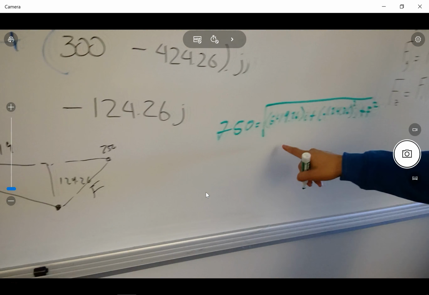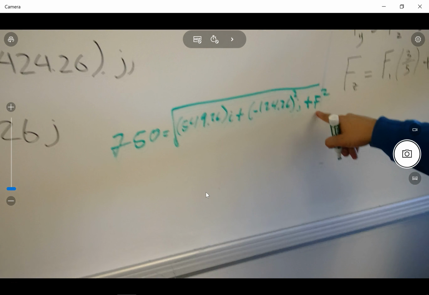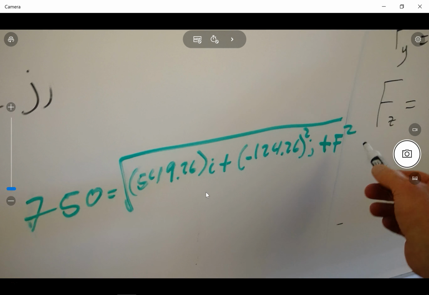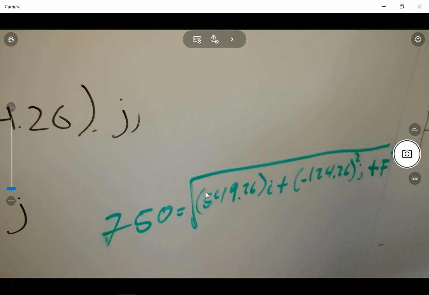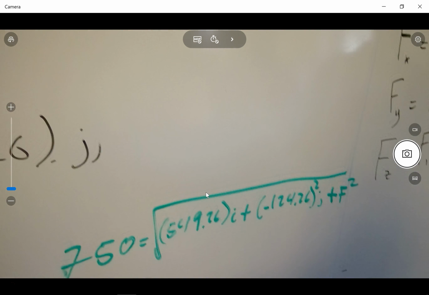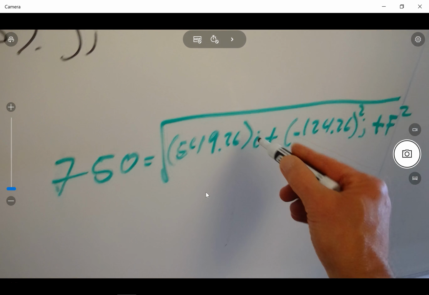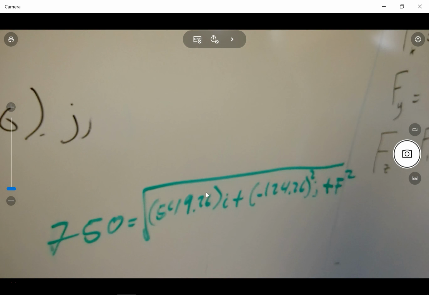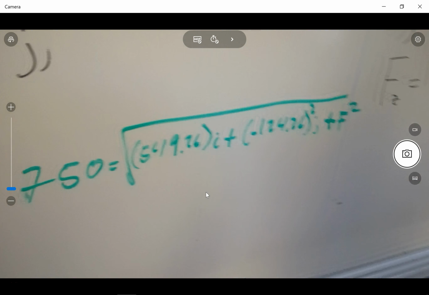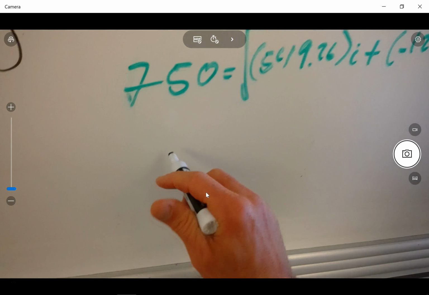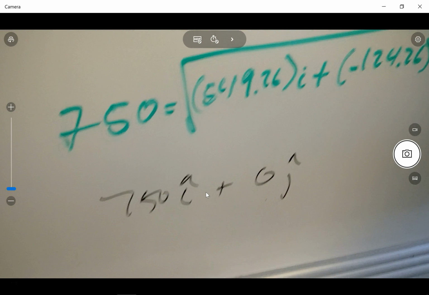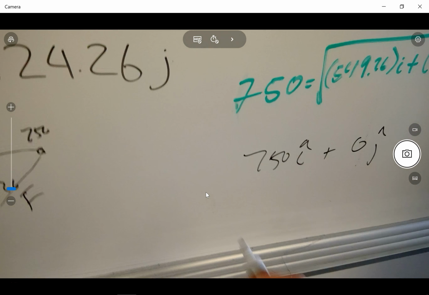Is it possible to do it this way, by just adding the third vector that we need and just doing 750 equals a square root of... No, because 750 is the result. 750 is what we need. But the F components are going to cancel out some of these components, or add to them. So basically, you need to have 750i plus 0j in your total resultant, right? Your total resultant has to be that.